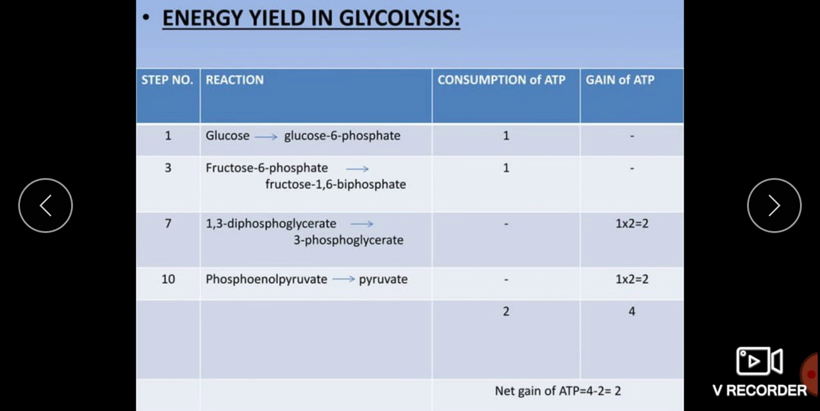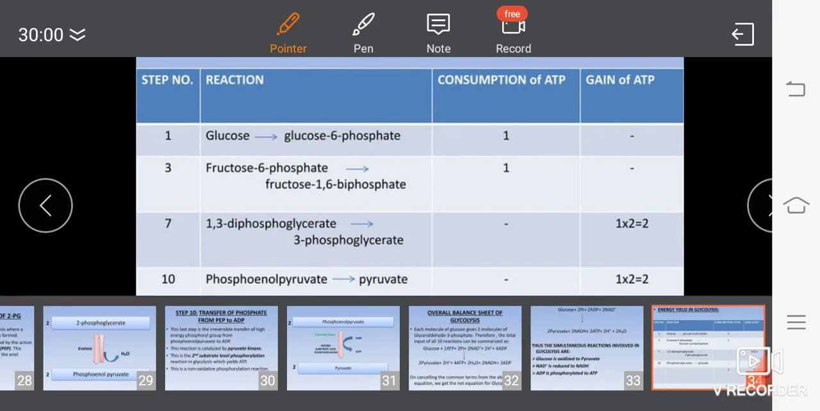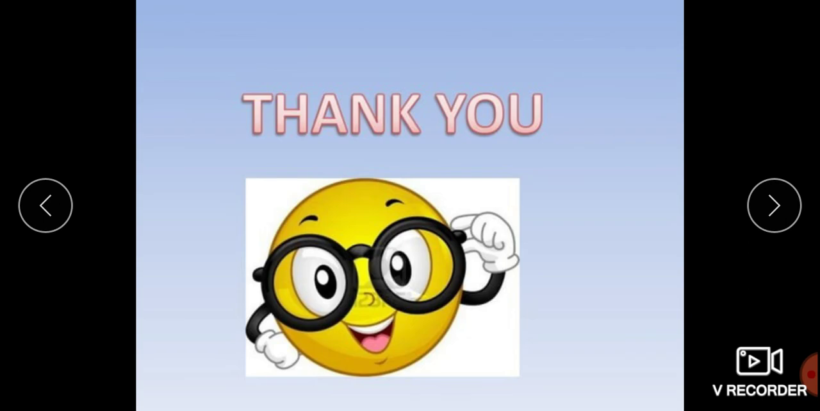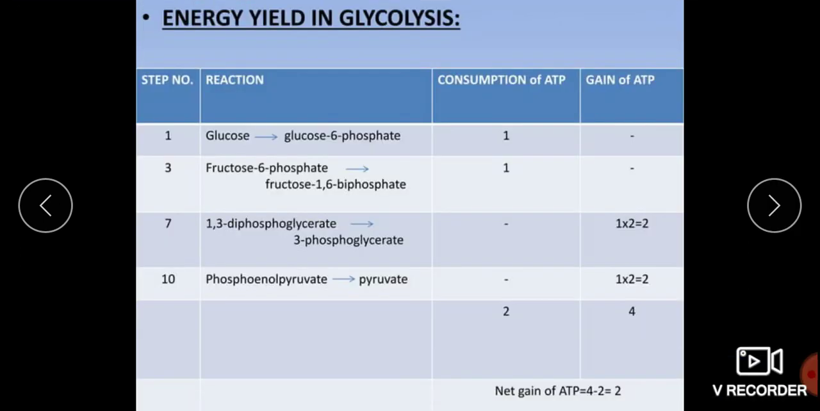Step number 10, it is also a substrate level phosphorylation. Phosphoenol pyruvate gets dephosphorylated to a pyruvate molecule, and the released phosphate molecule is accepted by ADP and leads to formation of ATP. The number of ATP formed in this reaction is 2. So net gain of ATP is 4, consumption of ATP is 2. 4 minus 2, net gain of ATP is 2. So in glycolysis, the net gain of ATP is 2.